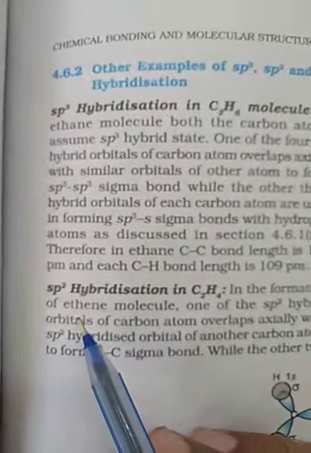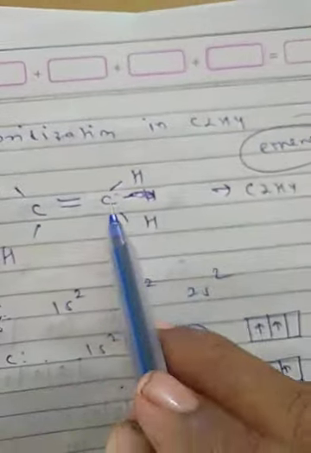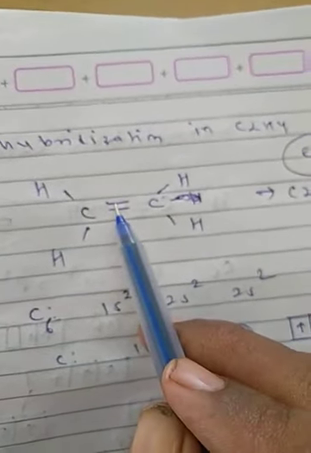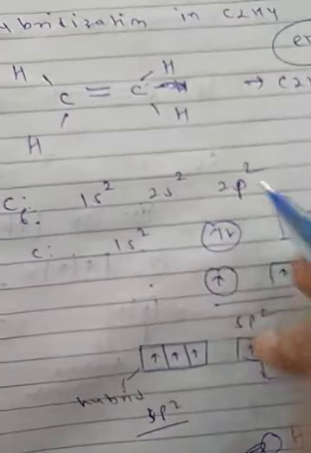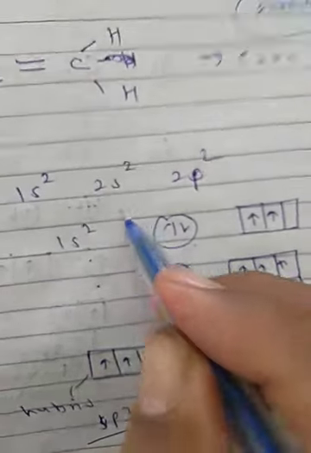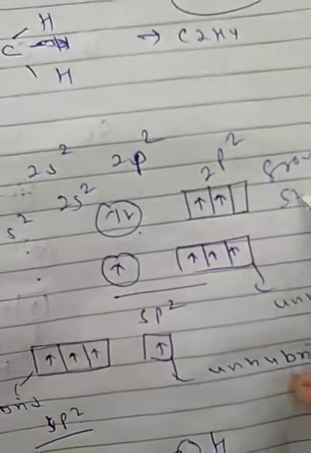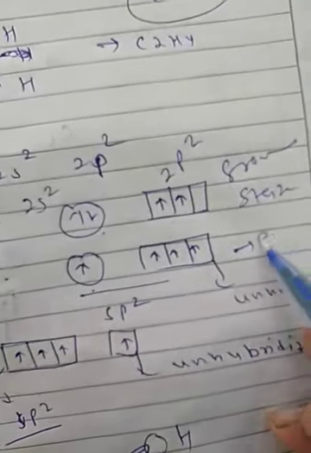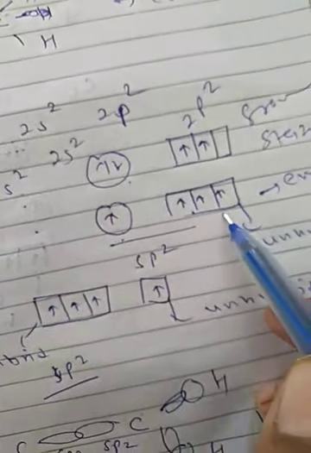Now we are going to our second example, that is sp2 hybridization in C2H4. First of all, you draw the structure C2H4, ethene, carbon and carbon, C2H4 means double bond is there. So in ground state again I am showing 1s2, 2s2 and 2p2. Here in excited state, same 1s and this electron is going to shift into another orbital.